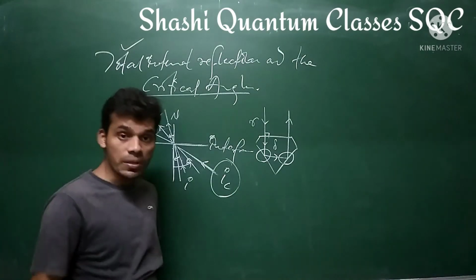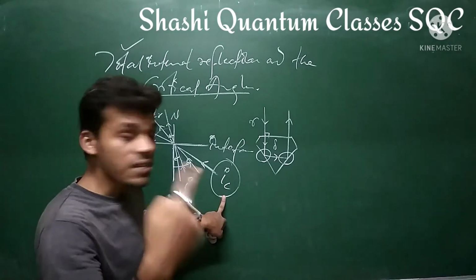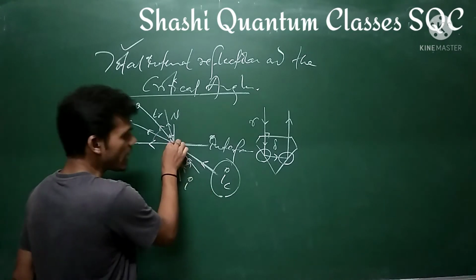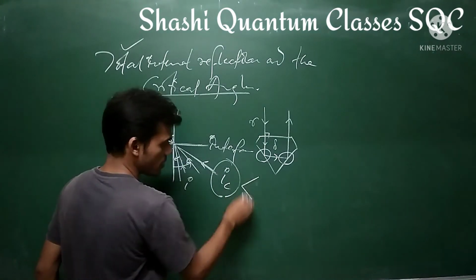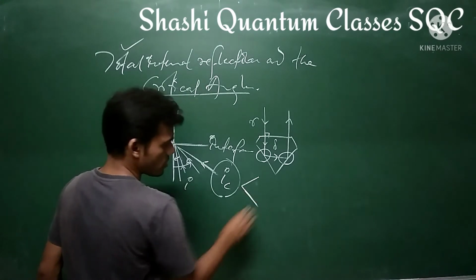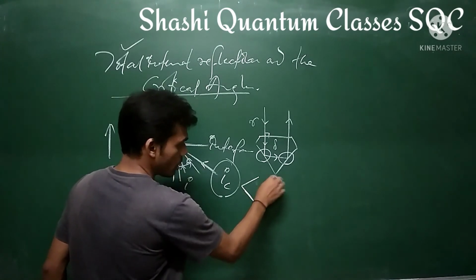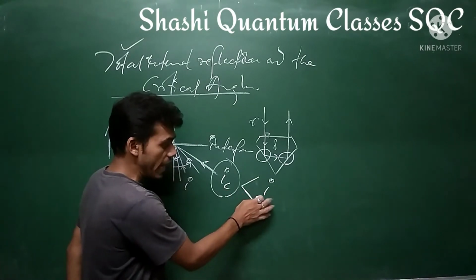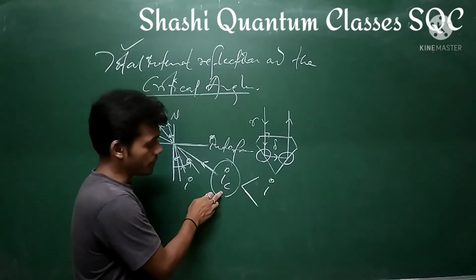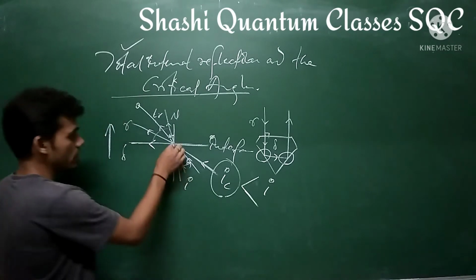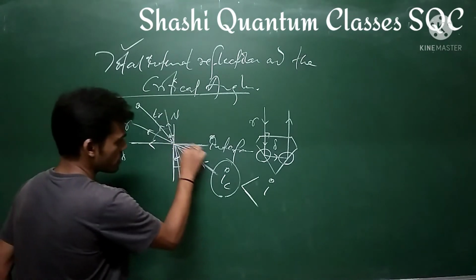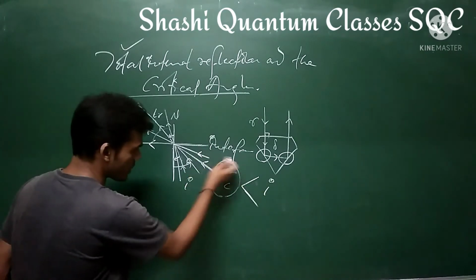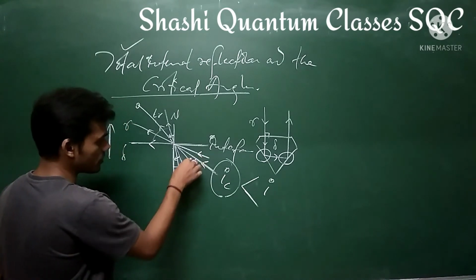Now please listen carefully. When the light ray of incidence, यदि incidence ray critical angle से ज्यादा होगा, if the angle of incidence is more than the critical angle, this is your angle I, this is the angle of incidence, this is the critical angle. When the angle of incidence is more than the critical angle, in this situation, it will see, this is the angle of incidence which is greater than the critical angle, this is your critical angle.